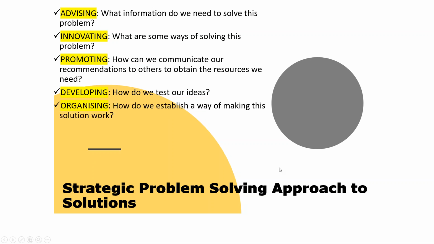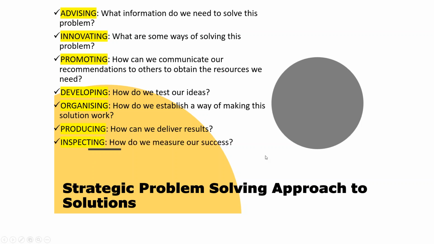Then we've got to start thinking about the question, how do we establish a way of making this solution work, which is the organising function. So we've got to start thinking about how we actually start planning the various steps and stages involved in the solution. Then we've got to start thinking about how do we deliver results. So we've now got to consider what are the tangible outputs that we've got to produce in order to get this plan actually moving. So what are the actual results we've got to achieve?